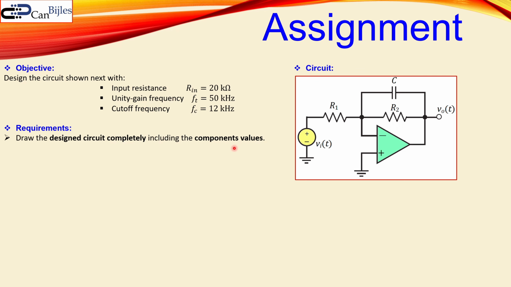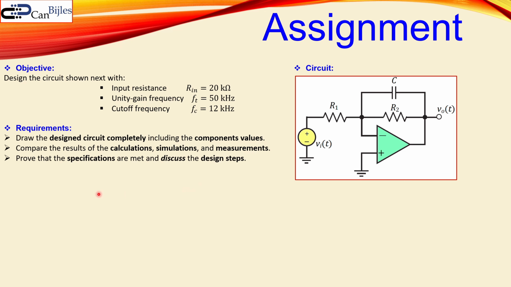We have already the circuit, but we need to give the component values and also to compare the calculation, simulation and the measurements. We will do that also in the next steps. And we also need to prove that the specifications are met, or we need to discuss if we need to tune or not in our design steps. And we need to use the exact component values and also the correct models in the simulations.